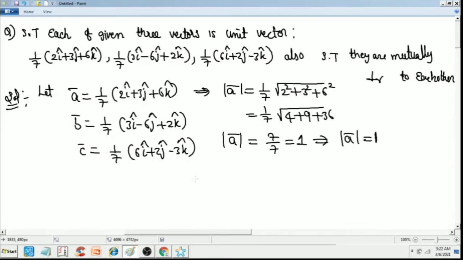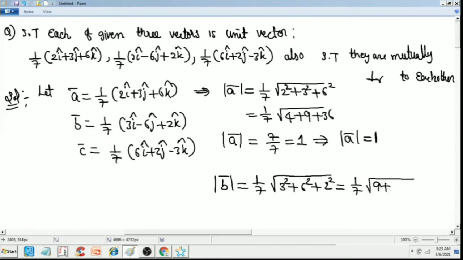Next, B vector similarly is 1 by 7 into root over i coefficient square plus j coefficient square plus k coefficient square, 1 by 7 into root over 3 3s are 9, 6 6s are 36, 2 2s are 4. It comes out to be again root over 49. 7 by 7 is 1, so 1. B magnitude is 1, hence this is a unit vector.